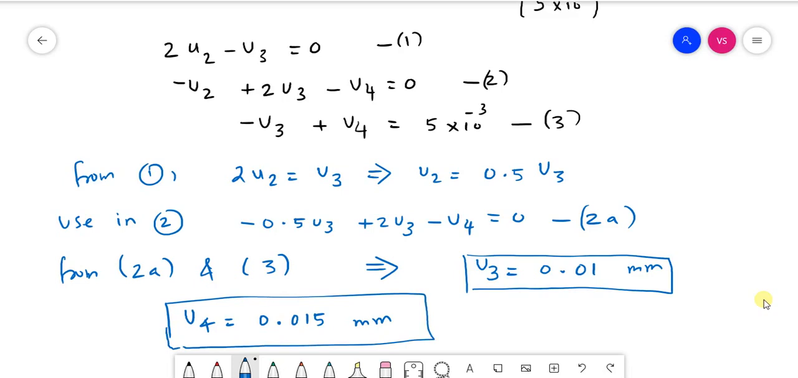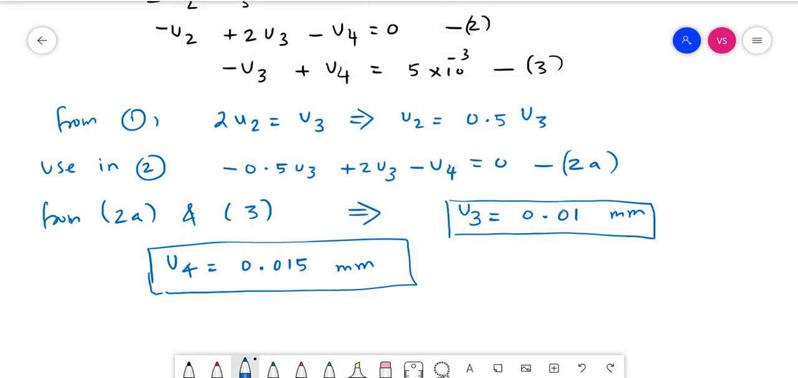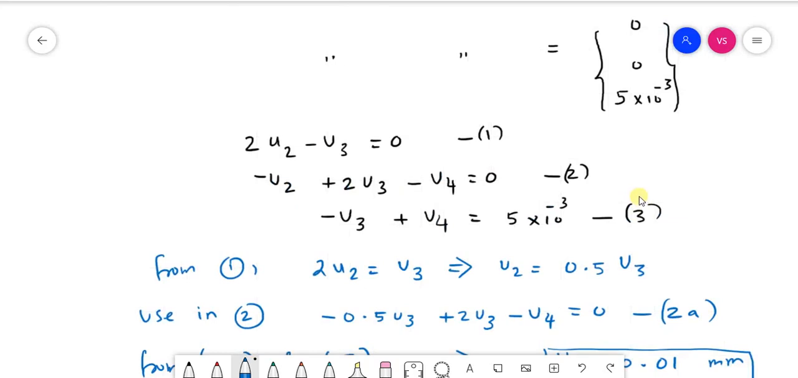and then if you use these two values in this equation, you will have u2 is half of u3. u3 is this much, so u2 will be 0.005 millimeter. So these three are the values we are getting for the displacement. Where is u1? u1 is 0, we know it because it is fixed as given in the problem.